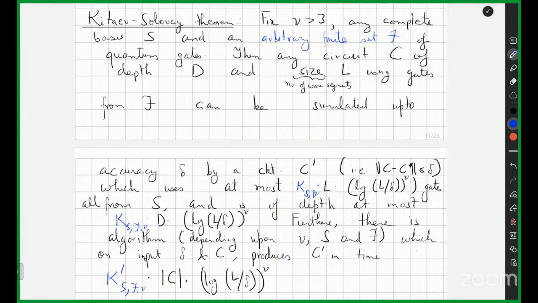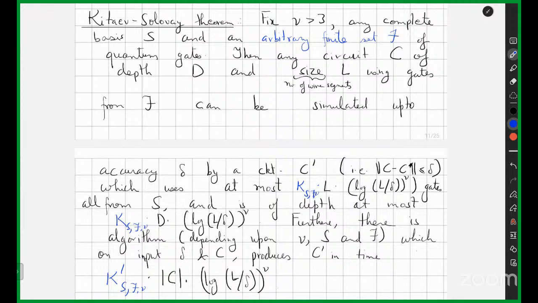Is mu the number of qubits? No, mu is just a parameter. Think of it as 3.1. Any number bigger than 3 works. Ideally, we would like to make mu as small as possible, but the Solovay-Kitaev theorem gives you any number bigger than 3. And the theorem statement makes no mention of the number of qubits.